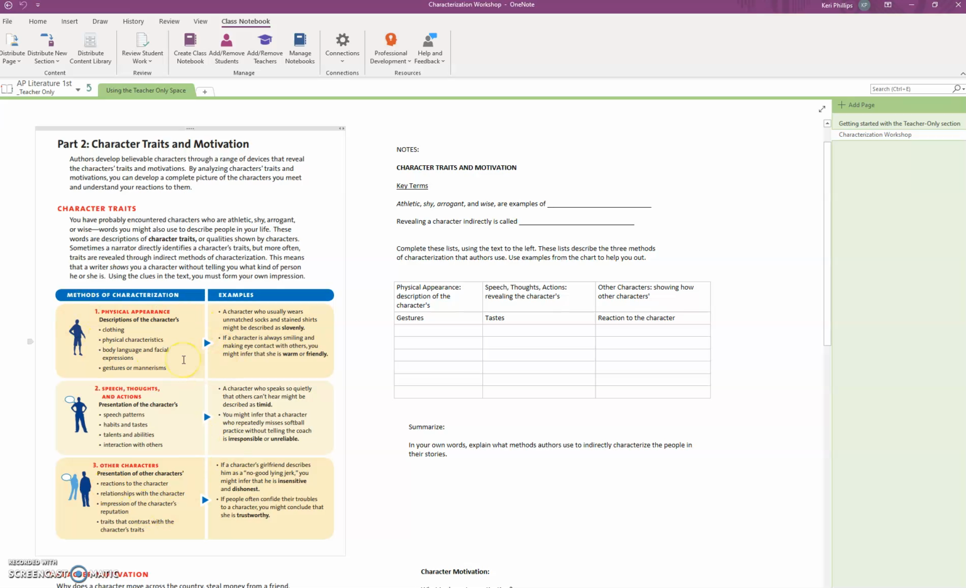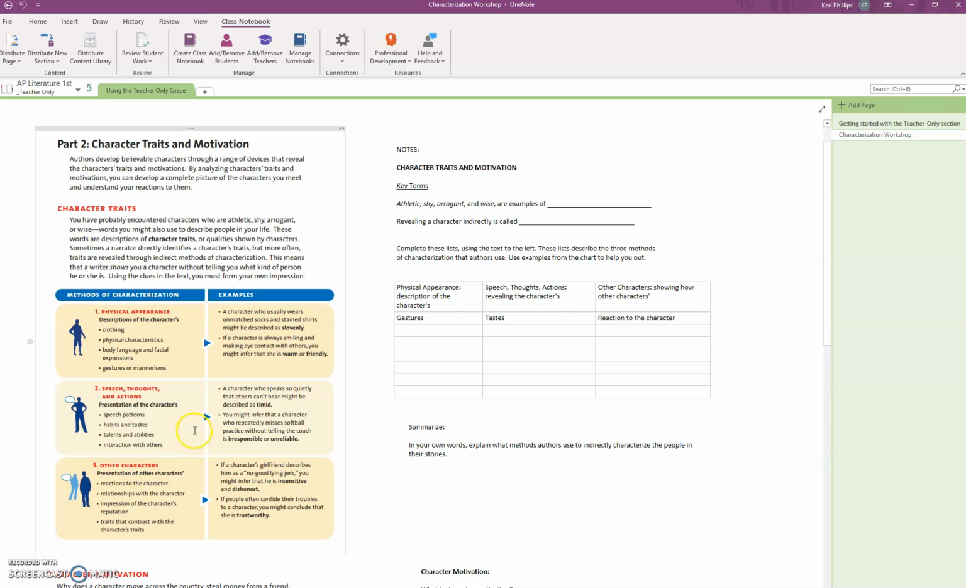1, we are looking for physical descriptions. What are they wearing? What is their facial expressions? What do they use? Is there description of their body language? Is there a gesture or a mannerism that's described in the text? Because sometimes those things pop up, but sometimes they don't. And so when they don't pop up, what do you go to next? So that goes into our next column here.